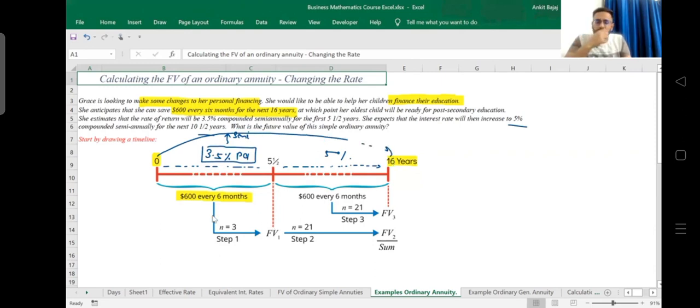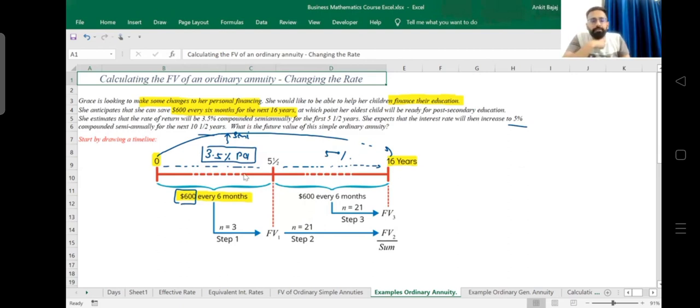So hopefully you got the concept. Every 6 months she will be investing $600. So in a year, 2 times she will be investing, because every 6 months means that at the end of 6 months she will be investing $600, then again at the end of the second 6 months she will be investing $600. This is how she will be investing for 16 years.